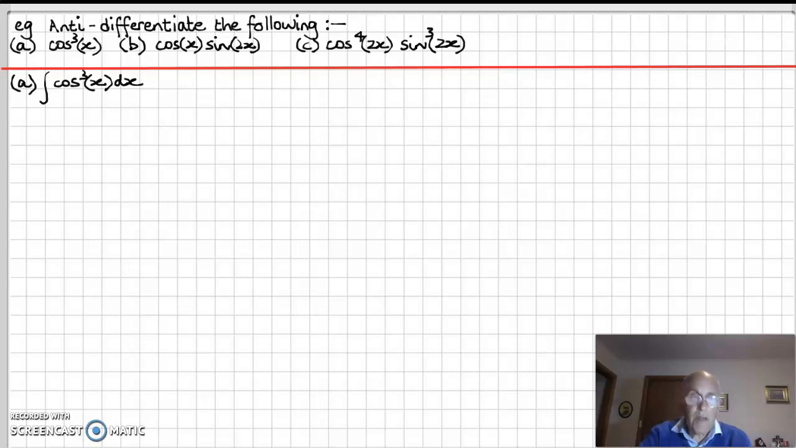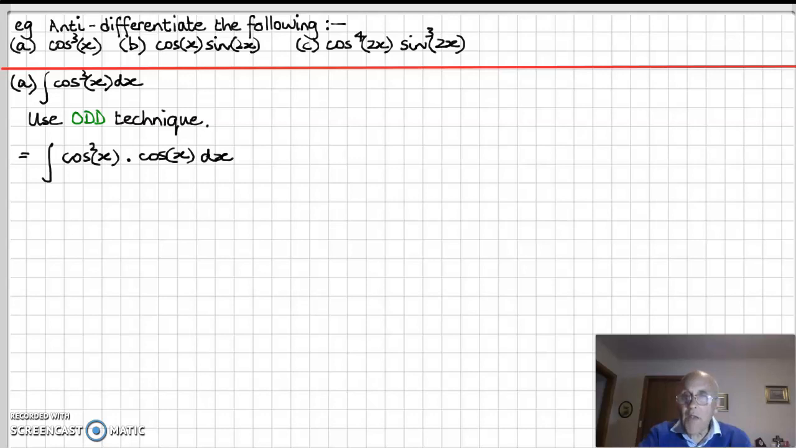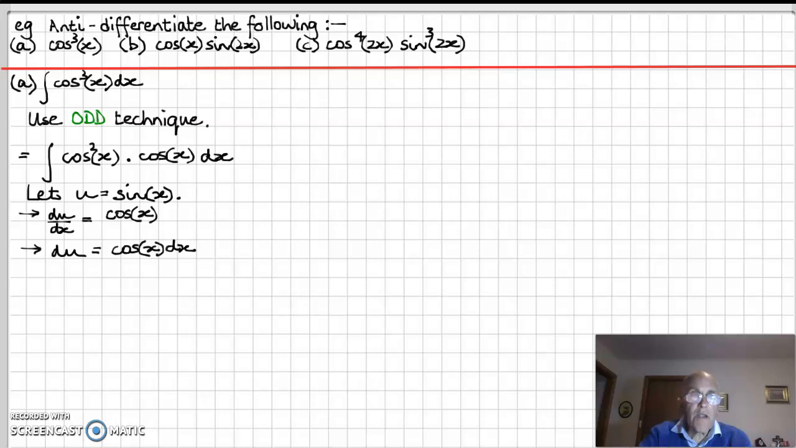Wouldn't you say? Definitely. So we take out one of the cosines and we put that with the dx, and then we say that u is the other cosine, which is sine x. So there it goes. u is sine x, therefore du/dx is cos x and du is cos x dx. And now I think we're ready to go for the old u switcheroony. Oh yes, look at that.